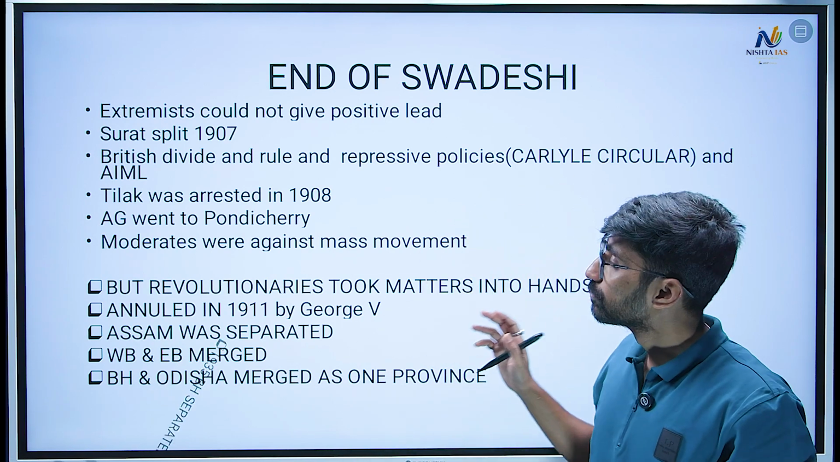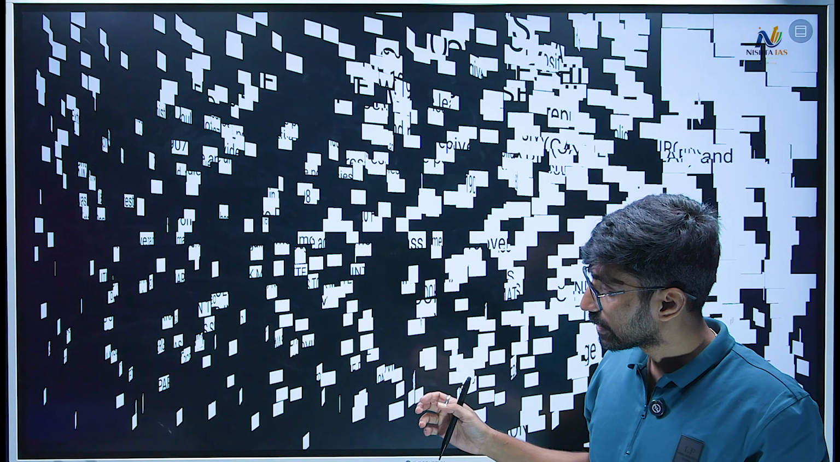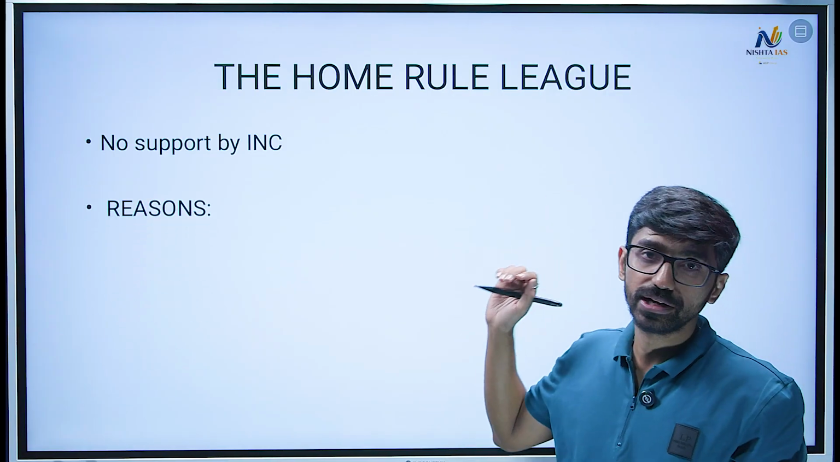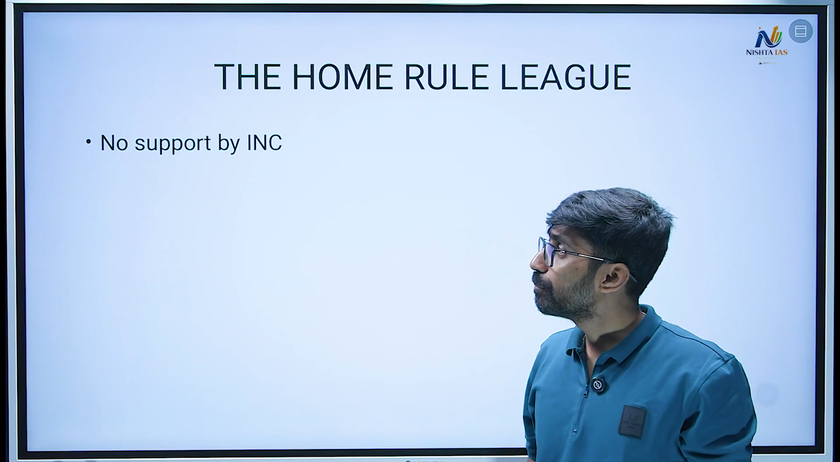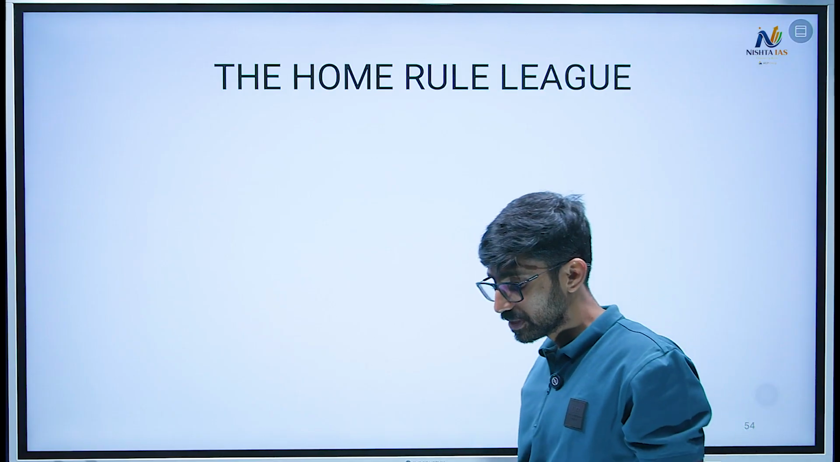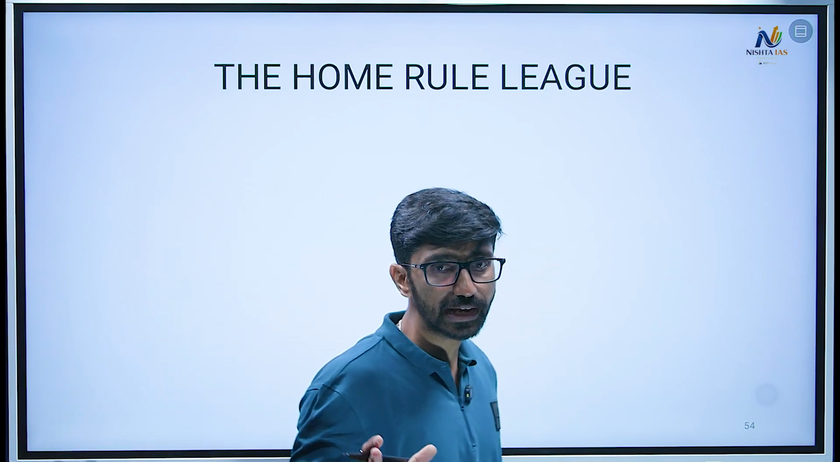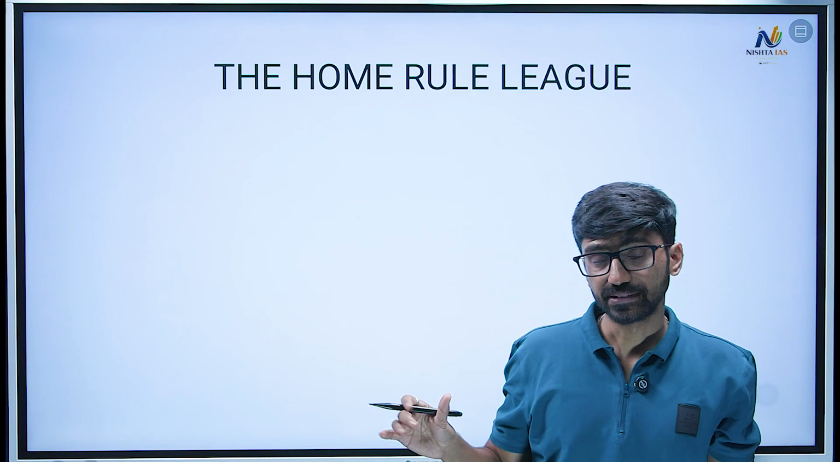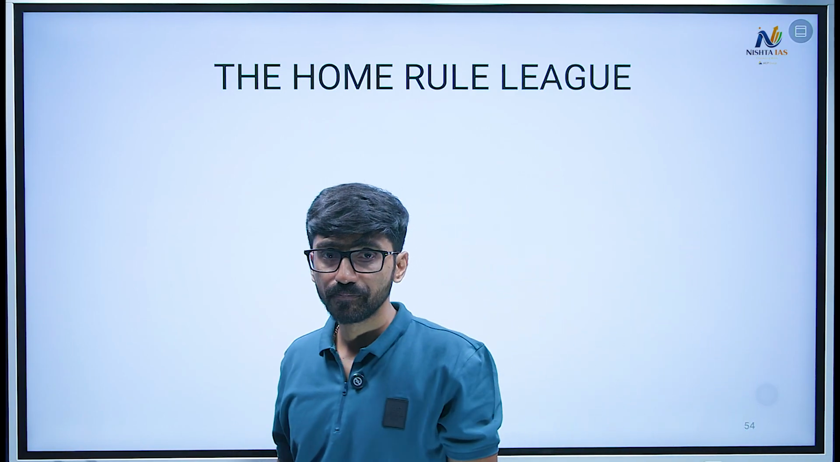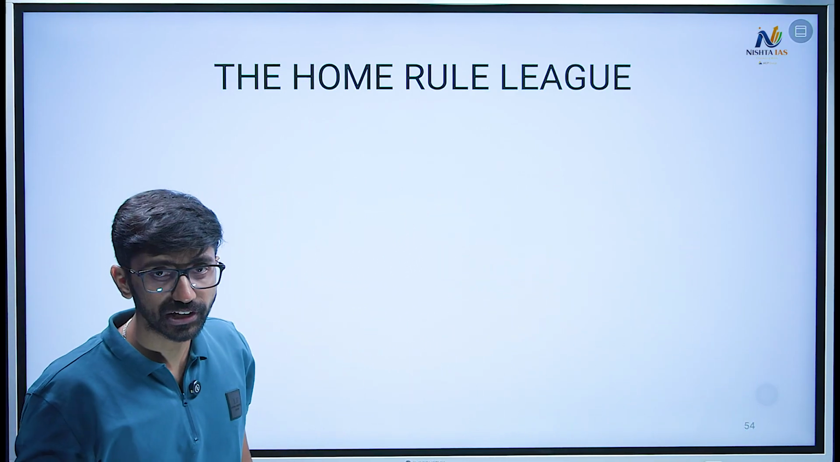And now there is one more movement, okay, that is the Home Rule League movement. Now, what is the background for the Home Rule League movement? Tilak was arrested in 1908, I will come to that one. Tilak was arrested in 1908 on the charges of sedition. He was released in 1914 after 6 years of jail.